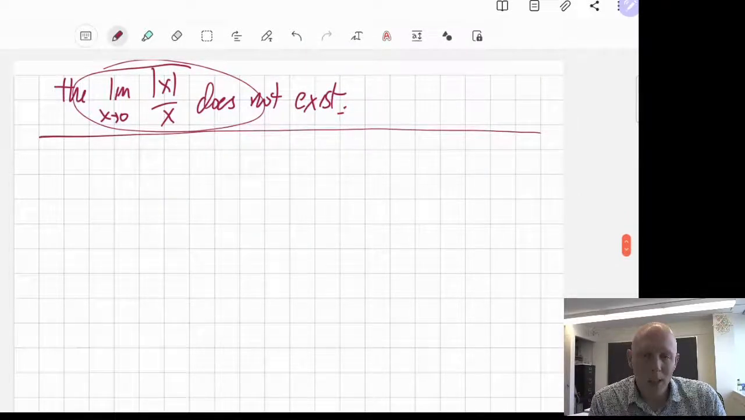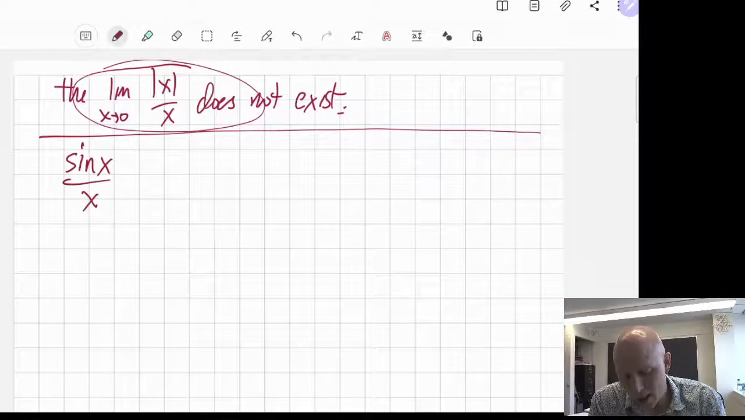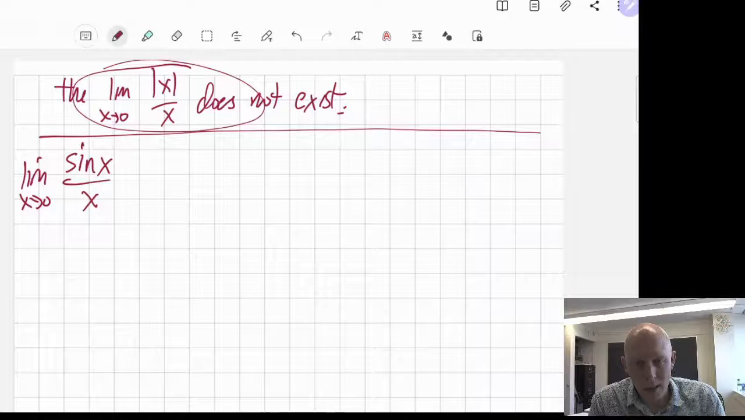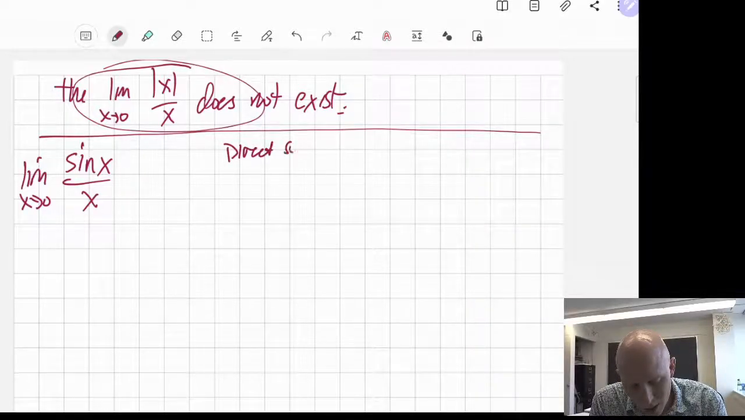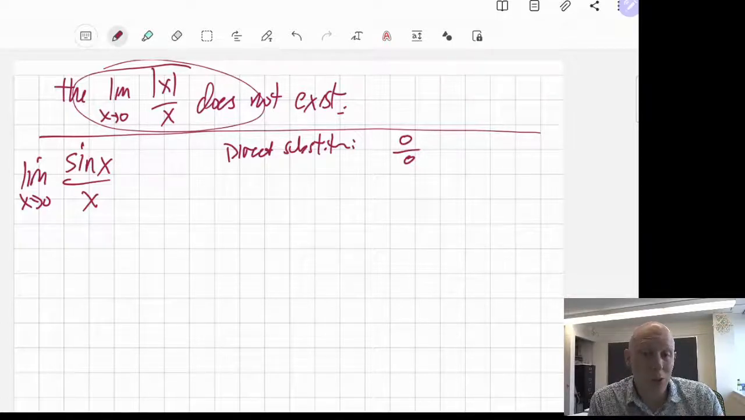Let me bring in one last example, and we're going to develop this a bit further when we talk about the squeeze theorem. But for now, we're going to look at the limit as x goes to 0 of sine of x divided by x. Now, again, we can try direct substitution. Direct substitution gives you 0 over 0. And so we cannot just do direct substitution.